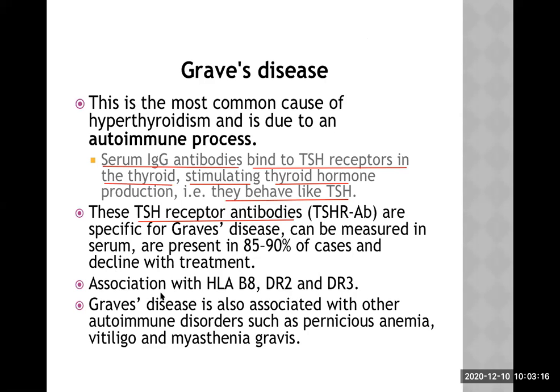Graves' disease is associated with HLA-B8, DR2, and DR3. So this is a genetic association of Graves' disease. Graves' disease, being an autoimmune disease, is also associated with other autoimmune disorders in the body. A very, very important point: like pernicious anemia, vitiligo, myasthenia gravis, type 1 diabetes, Addison's disease.